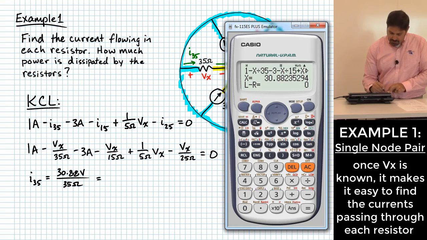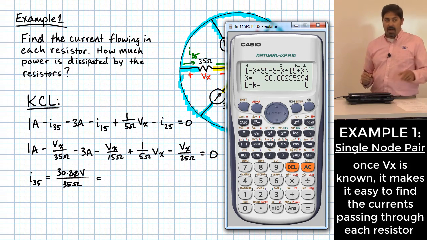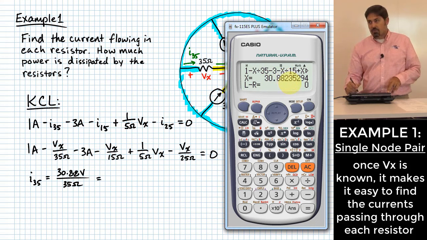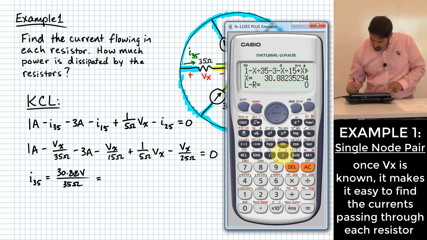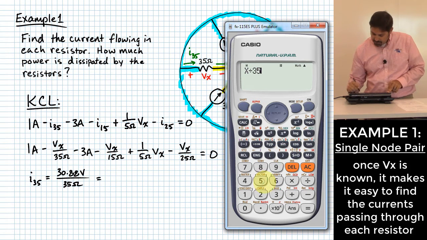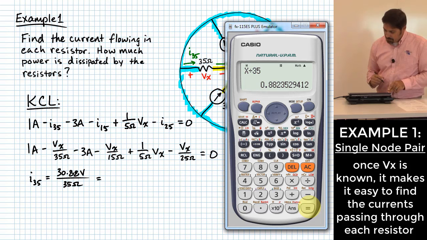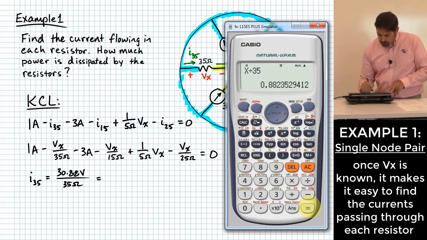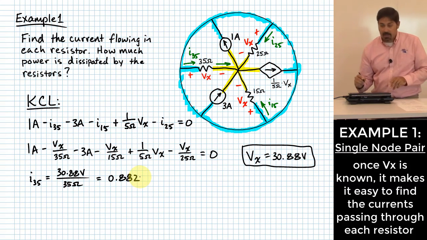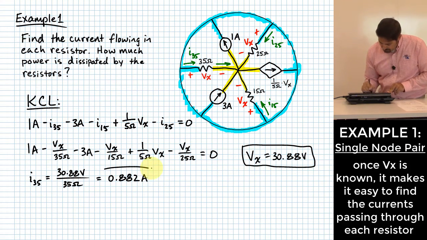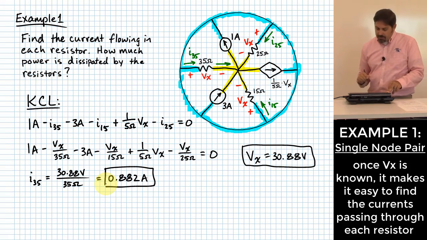Now let me show you another nice thing with the calculator. After you have done this step right here, it actually has that number stored in variable x now. So if I want to, I can pull that variable back out and divide by 35, and that gets me what current I have flowing in my 35 ohm resistor. It's going to be 0.882, and the units will be amps. So that is my answer for I-35.